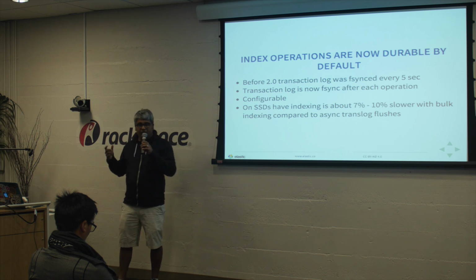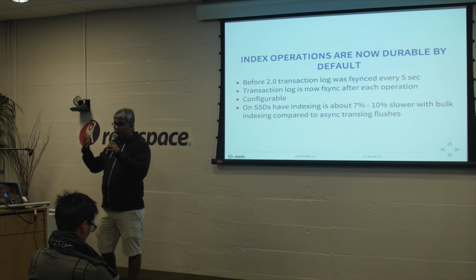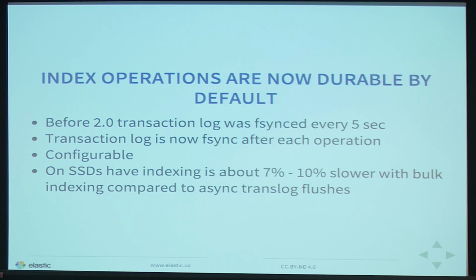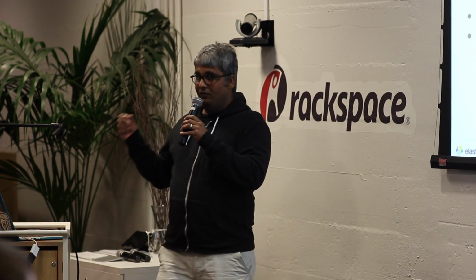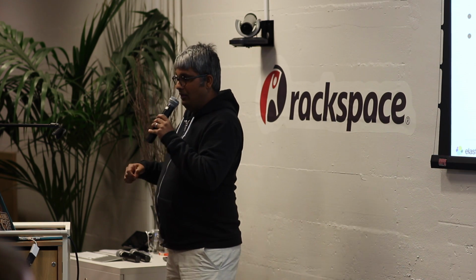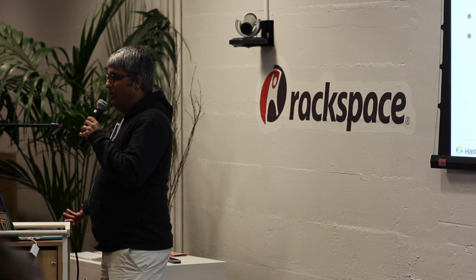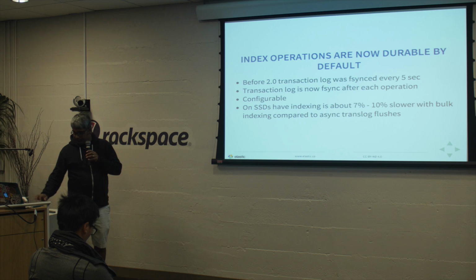Before 2.0, the transaction log would be fsynced to disk either when it filled up or it hit the every 5 seconds. Now we did some performance tests, and we found that it's actually not that bad to fsync the transaction log on every operation. So now that is the default. Of course, you can tune it, but by default now, every index operation will get fsynced to disk each time. And there are some numbers telling you how much of an impact that has. It's not that bad. So this makes Elasticsearch durable now by default. That did not used to be the case.